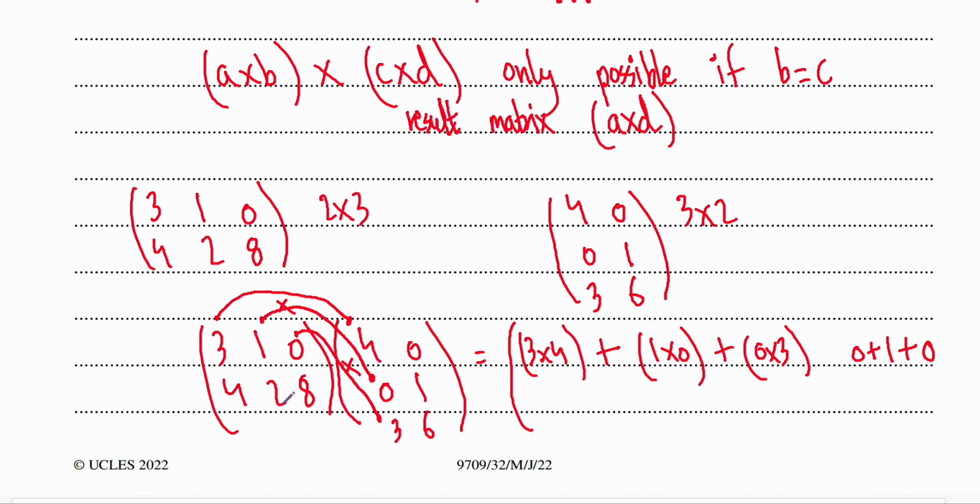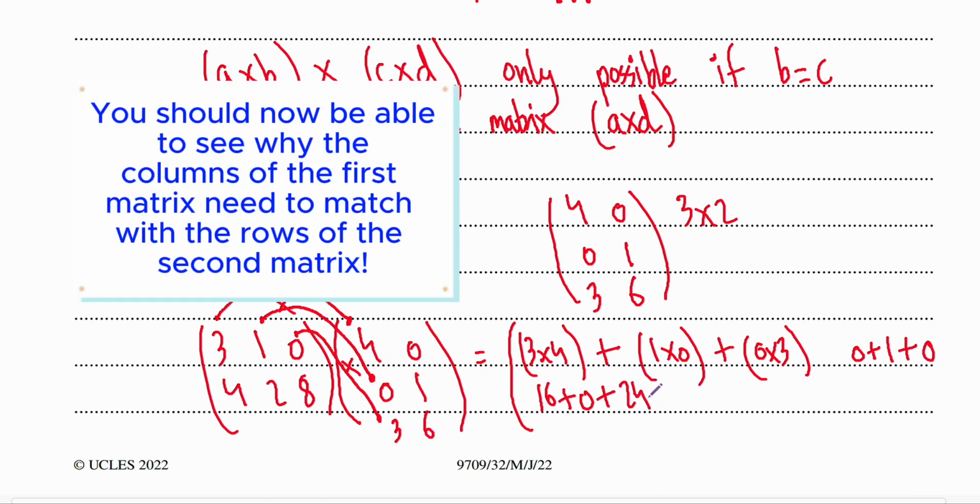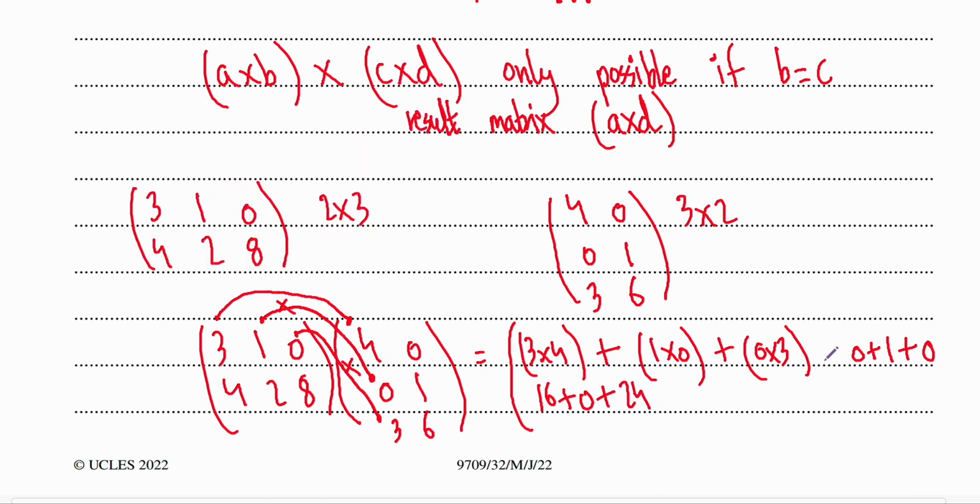Now we go to the entry right here. This is going to be the second row, first column entry in the resulting matrix. So I would do the second row times the first column. I would have 4 times 4, which is 16, plus 2 times 0, which is 0, plus 8 times 3, which is 24. This is the first entry, this is the second entry, this is the third entry. I'm just going to put a comma so that we know there's a difference.